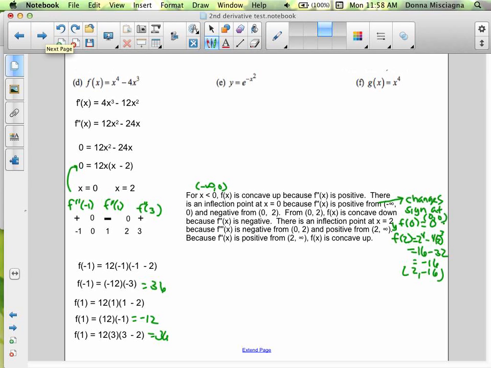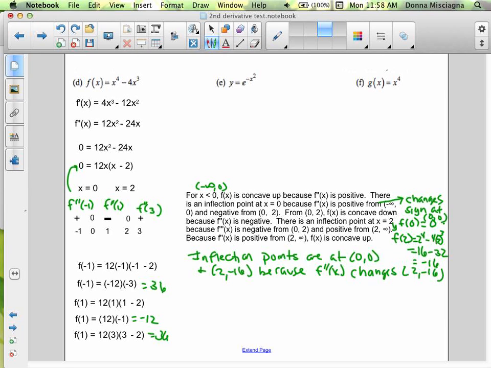So the inflection points are at 0, 0, and 2, negative 16, because f double prime of x changes signs at these values. And so there's more than one way to say the same thing, so long as you have the correct interpretation, right? The correct information.